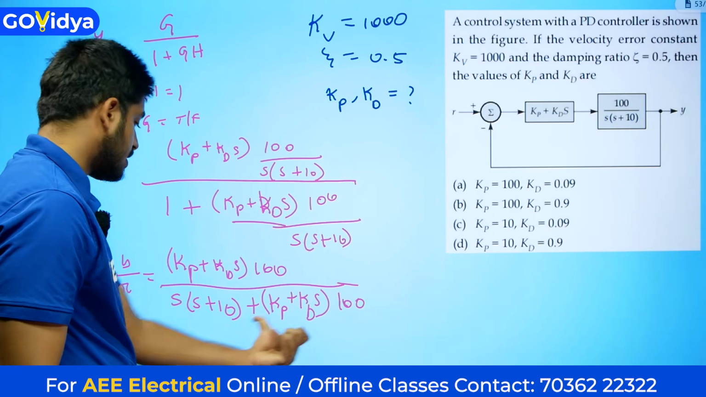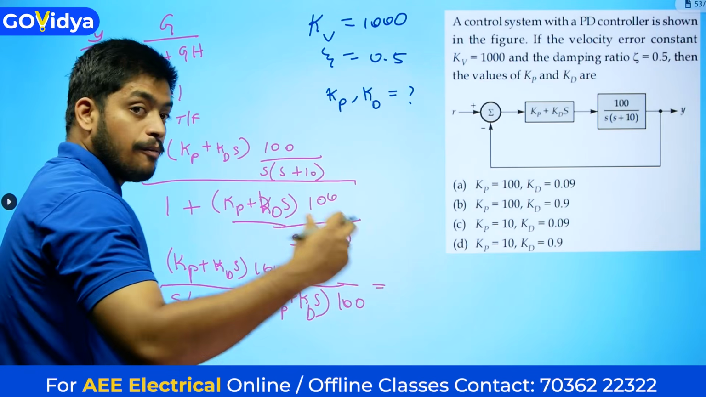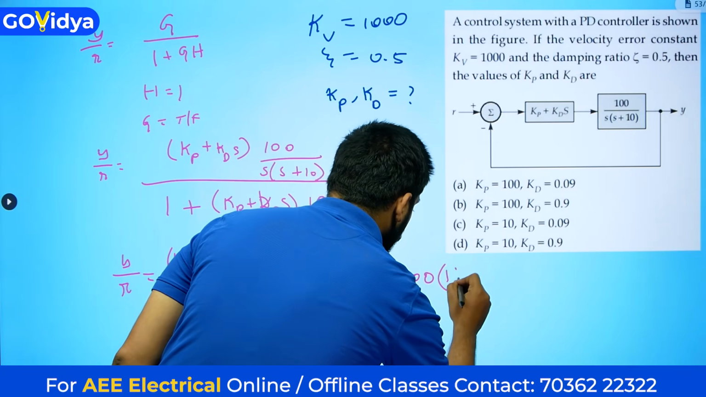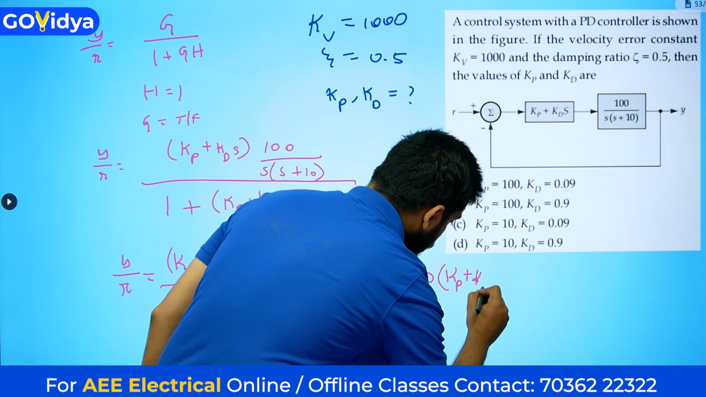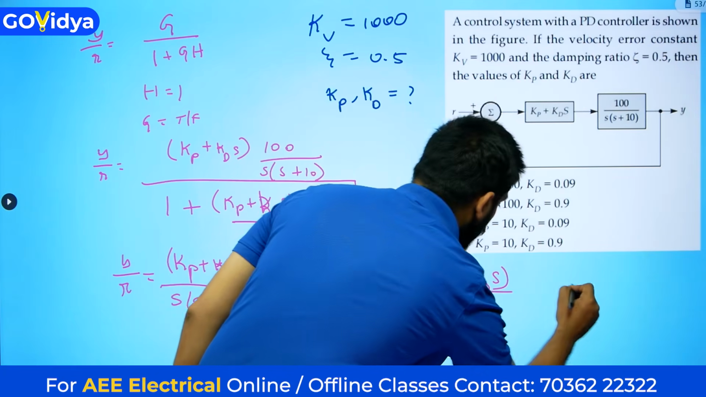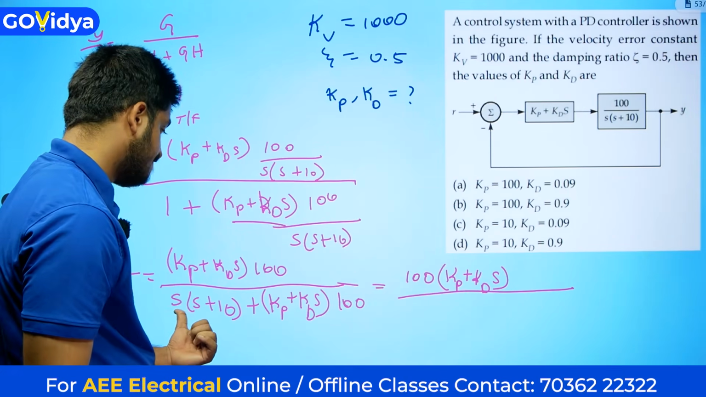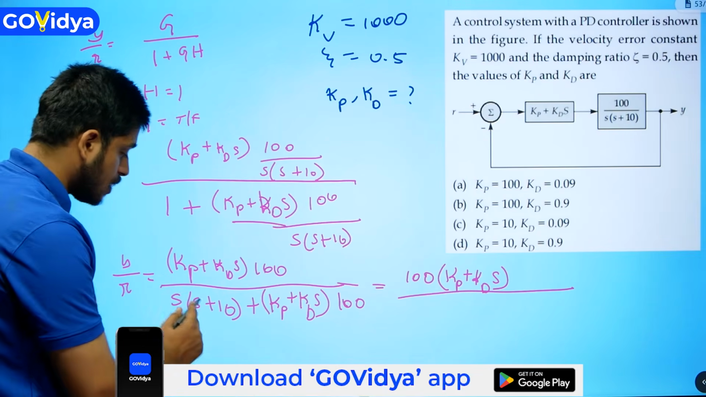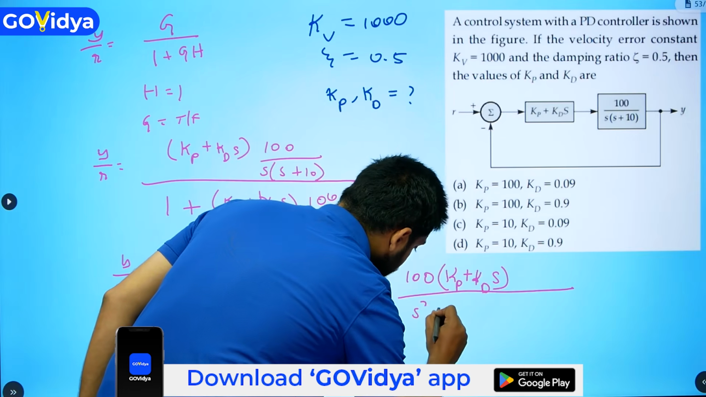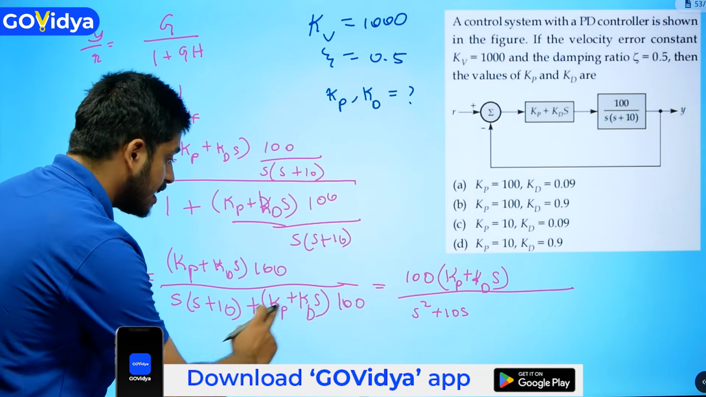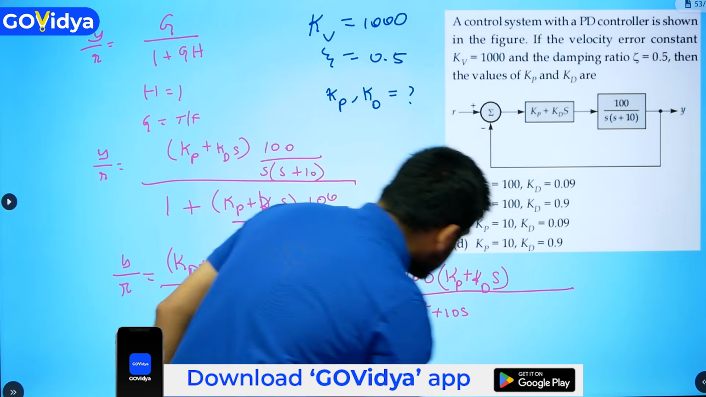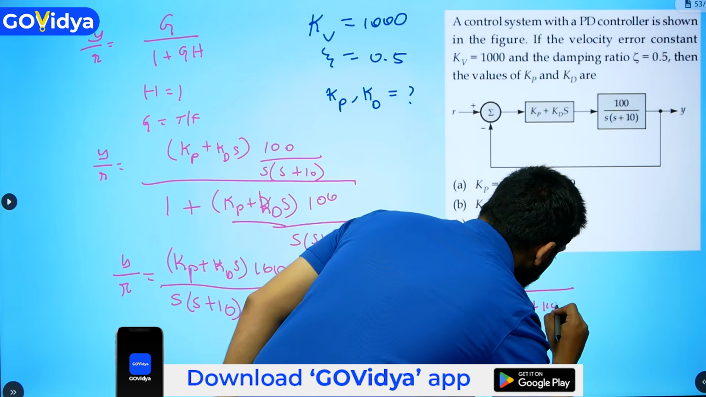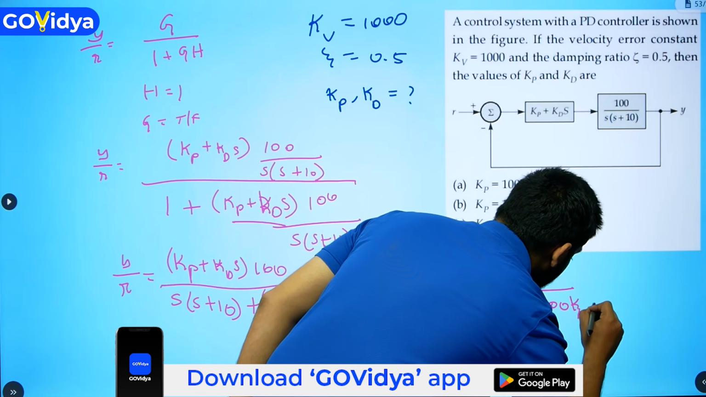Next, let us again simplify this into second order form. We'll write it in a second order equation form. So 100 into Kp plus KDS, whole divided by, there are two more s terms, so let us multiply s square plus 10s. Here we are going to get s into s square plus 10s, s square plus 10s. Again here 100 Kp plus 100 KDS, 100 Kp plus 100 Kd into s.